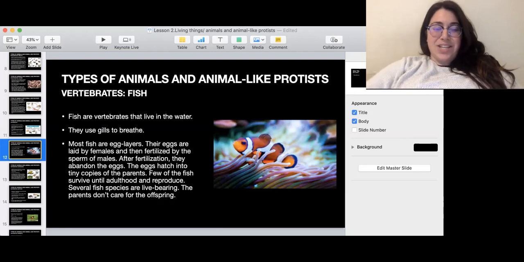The eggs hatch into tiny copies of the parents, and then few of the fish that are born survive until adulthood and reproduce. Many die because they serve as food for a bigger fish. And several fish species are live-bearing, but most of them are egg-laying, okay? The parents don't care for the offspring, as I said before.